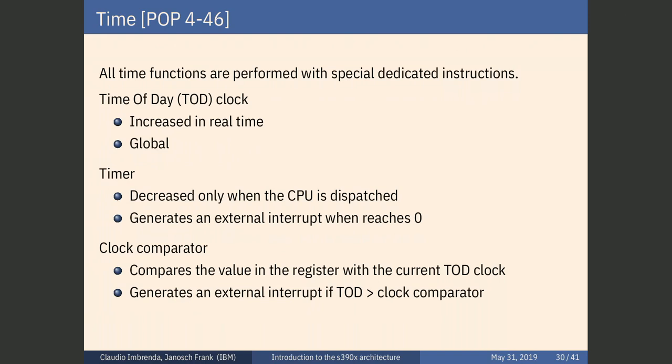And then you have a clock comparator, which instead compares the value in the register that you have to load with a special instruction with the current TOD clock. So when you go over, then you get an interrupt. And this is used, for example, for scheduling and for many other timing functions, because this is actually real time instead of CPU time, which might depend on how loaded the CPU, how loaded the machine is in general.